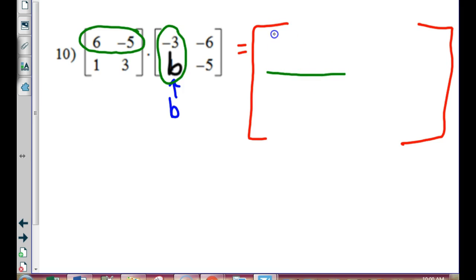So what am I doing there? 6 times negative 3 plus negative 5 times B, which would be negative 18 minus 5B. It's going to have a B there. You can't do anything with it. This is a B, purposefully so you can't use your calculator, okay? Then I'm going to show you how to use your calculator. But you can't use your calculator on the quiz for one like this.